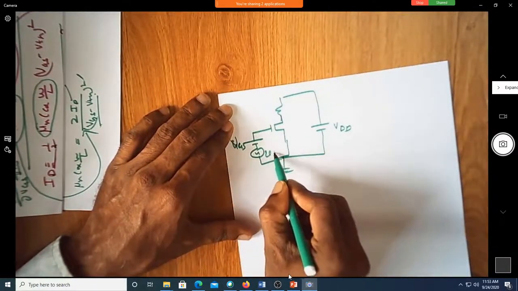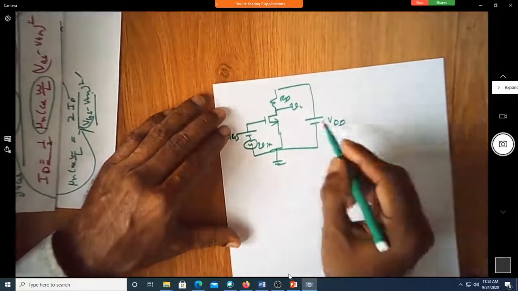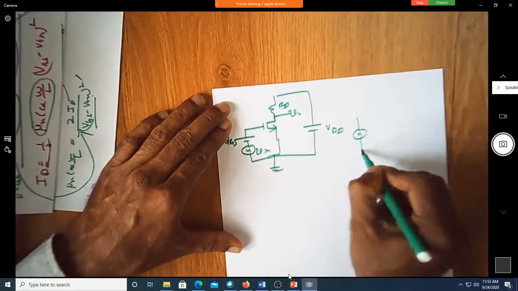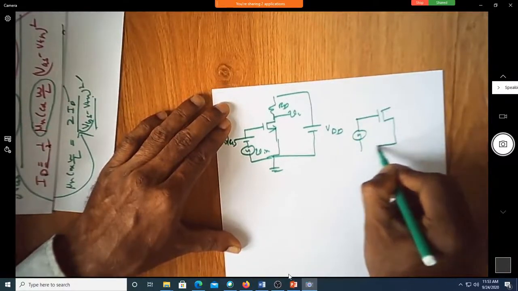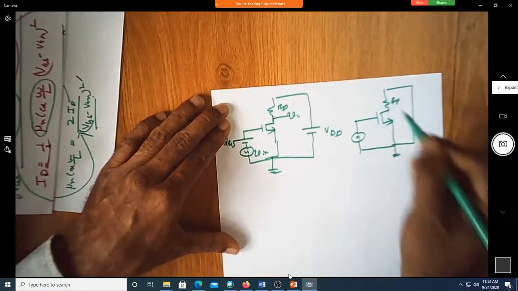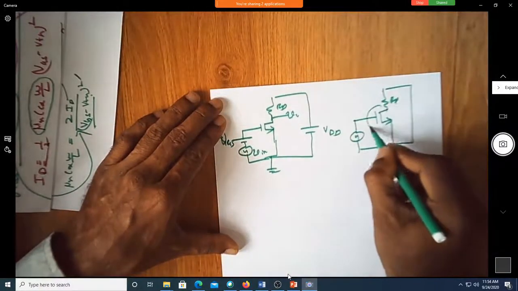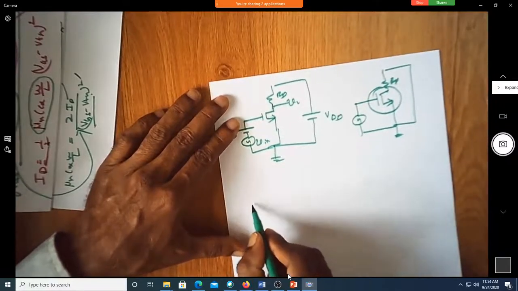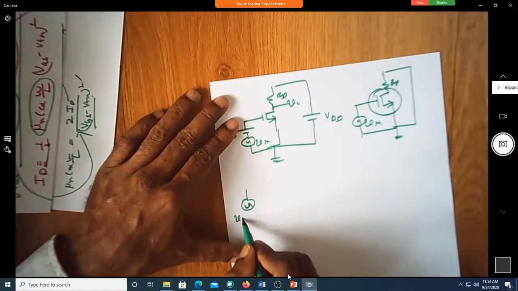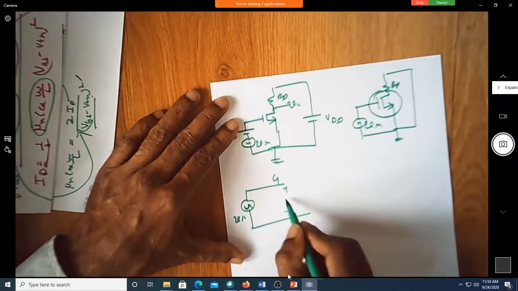VGG, Vin, V0, RD. Correct? What is the next step? I will short this. First step, I'll simply short this. I have shorted the independent DC sources. Correct? Next, I'll replace this by its AC equivalent. Am I correct? This is Vin again. Shall I repeat it as gate? This is plus minus VGS.